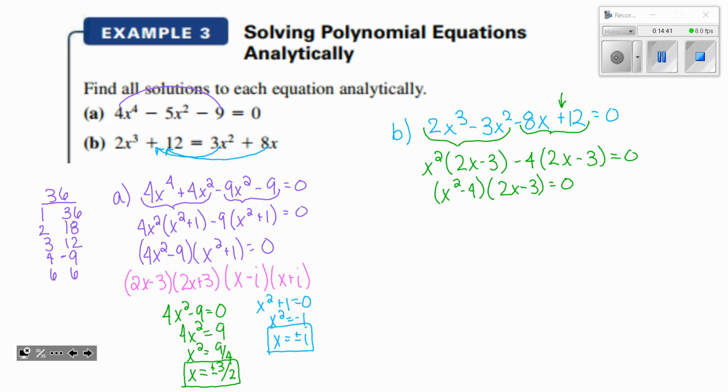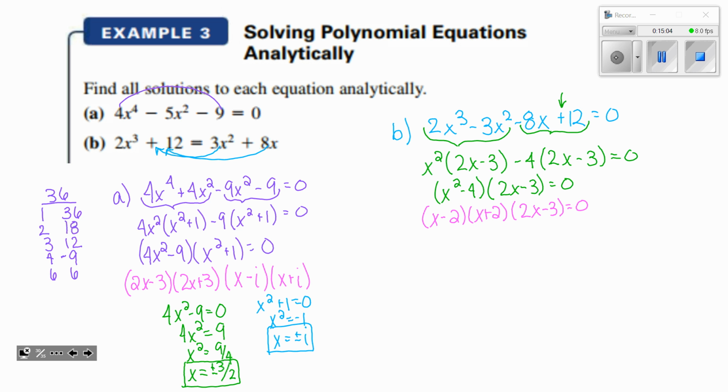So again, we have the same option that we had in the previous one, where we can recognize x squared minus 4 as a difference of squares. We can write this fully factored if we want to: x minus 2, x plus 2, and 2x minus 3. We can write it that way, or we can directly solve like we did in the previous problems.